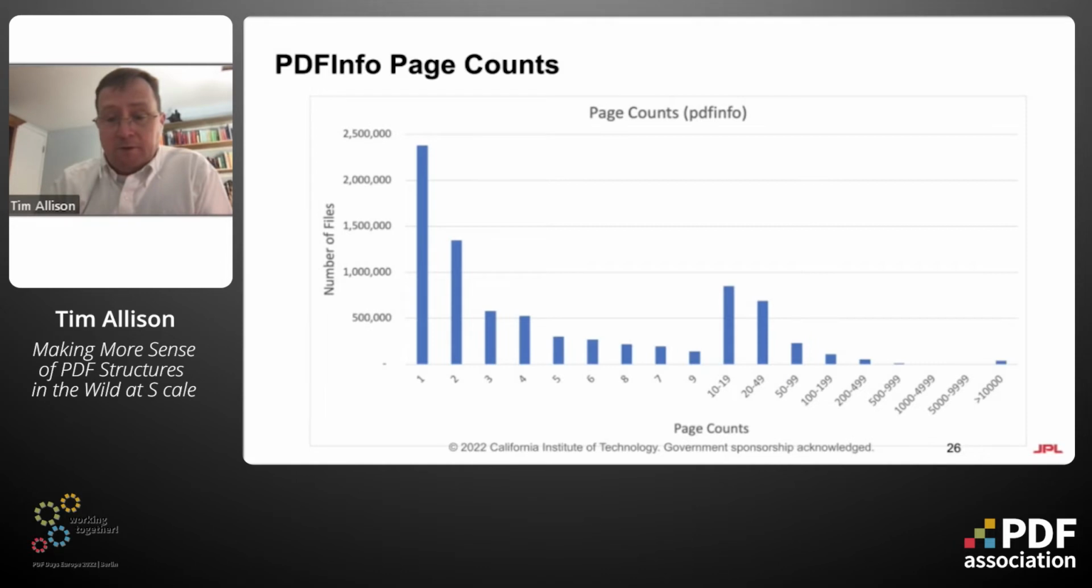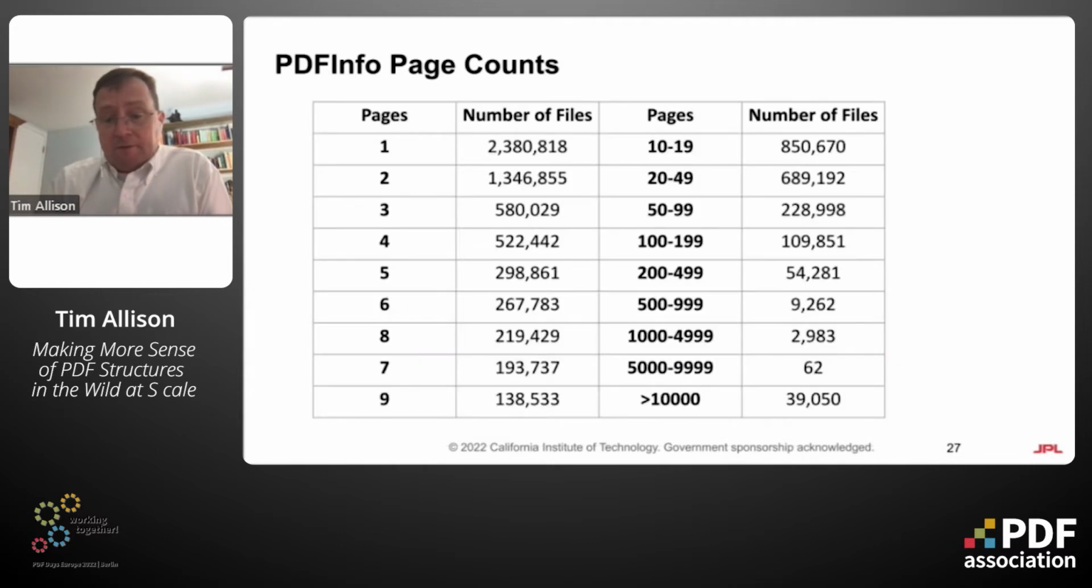This is on the full 8 million corpus. And you can see that a handful of PDFs have more than 10,000 pages. About 40,000 PDFs have more than 10,000 pages. So these are some pretty bulky PDFs.